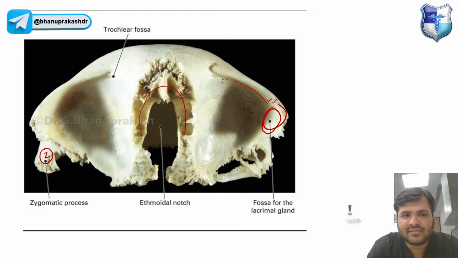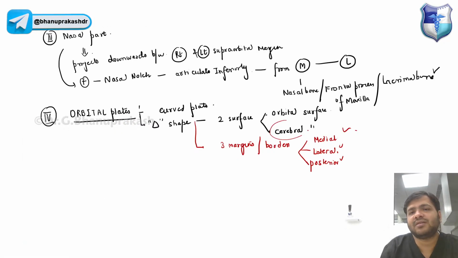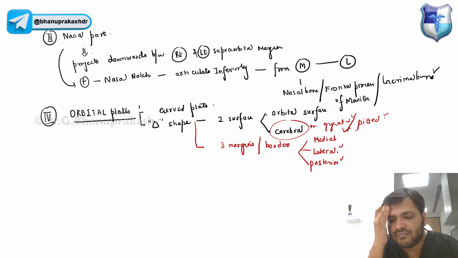So that is something. And if we talk about the cerebral surface, guys, it is also gyrated, with the presence of gyri, right? Gyrated and pitted, there will be multiple holes in it because of the gyri. So it forms the major part of the anterior cranial fossa. That is what you have to remember over here.